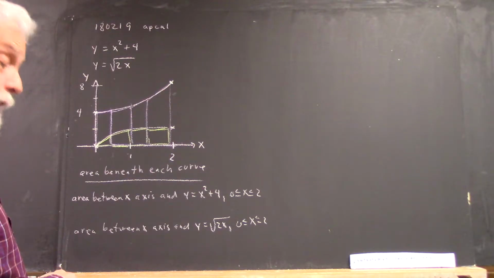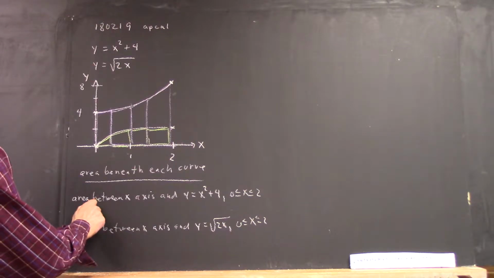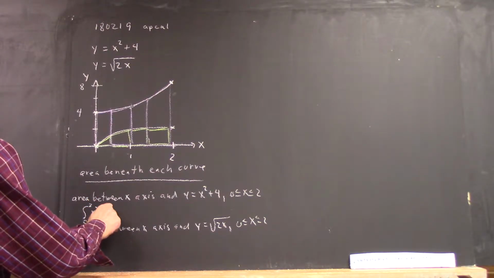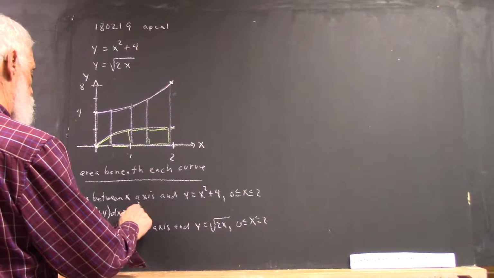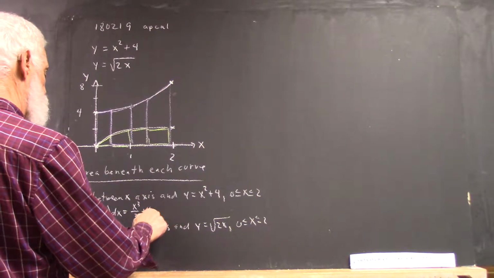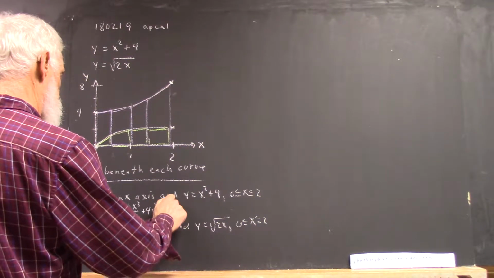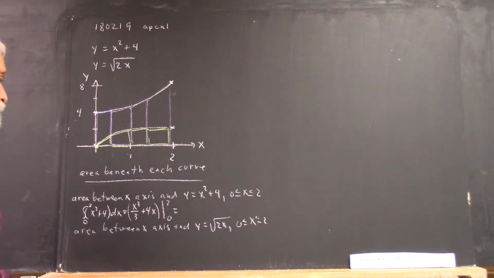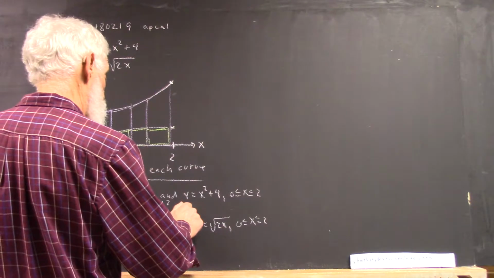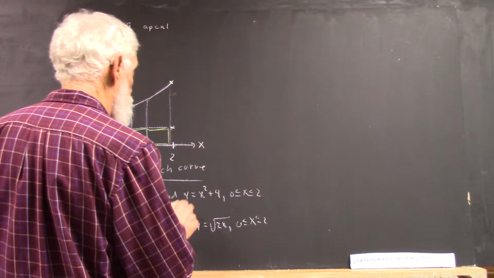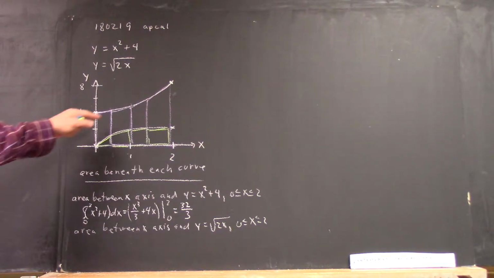Okay. Now the actual area is the integral from 0 to 2 of x squared plus 4 dx. That's going to be x cubed over 3 plus 4x, evaluated between 0 and 2. And that's going to be what? 8/3 plus 8. 8 is 24/3. That's going to be 32/3, which is 10 2/3 as opposed to the 11 that I estimated from the trapezoids, right?